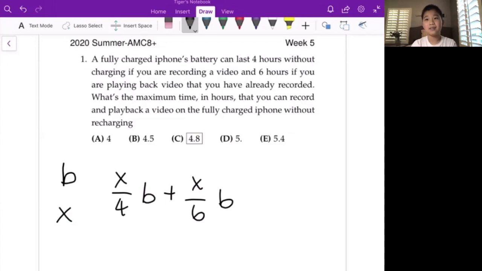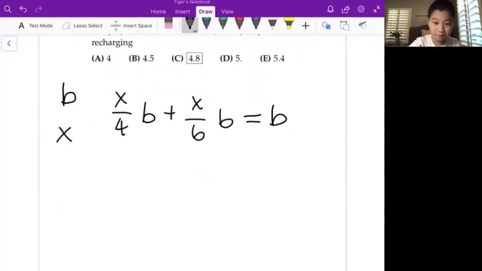And what is that? Since we're assuming X is the maximum time you can record a video, whenever you record and play back the video, it should use all the battery. Otherwise, you could have made the video longer. So that's equal to B. To solve this equation, we can first get rid of B by dividing it from both sides. And then we're left with X over 4 plus X over 6 equals 1.